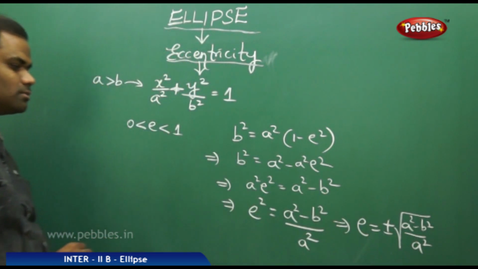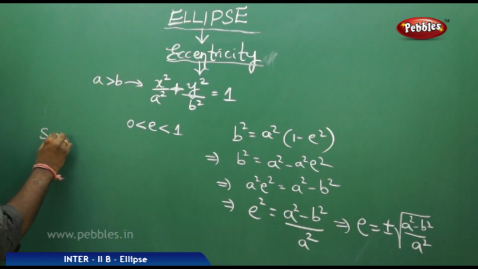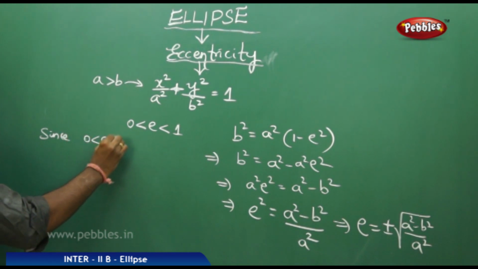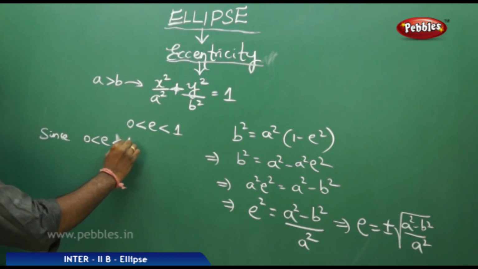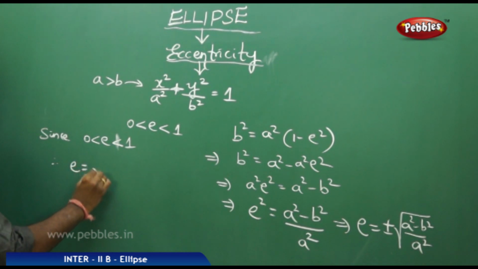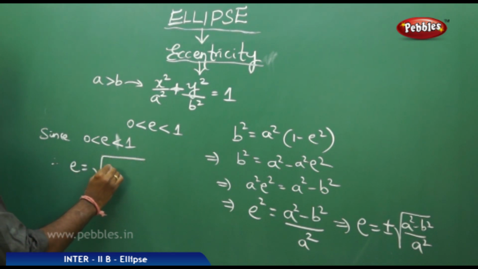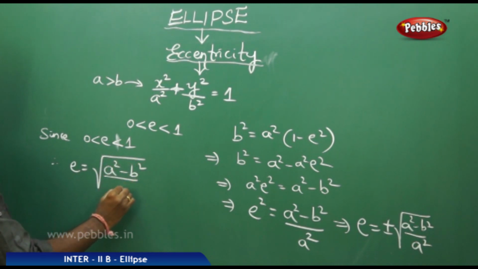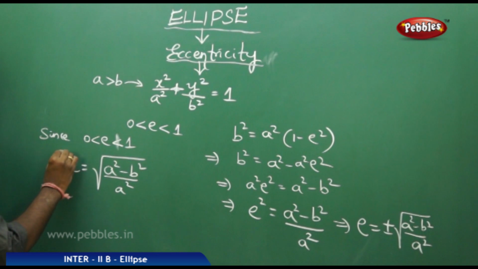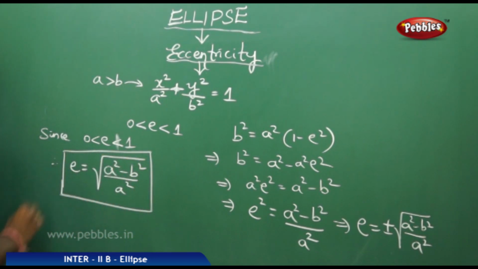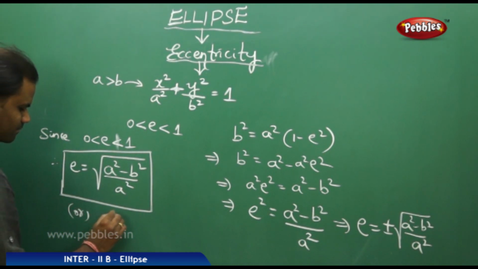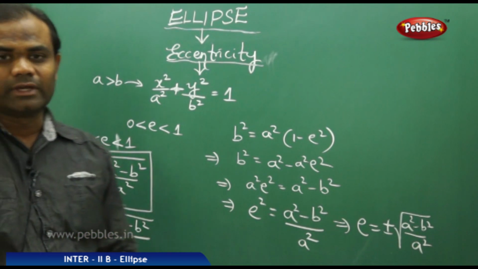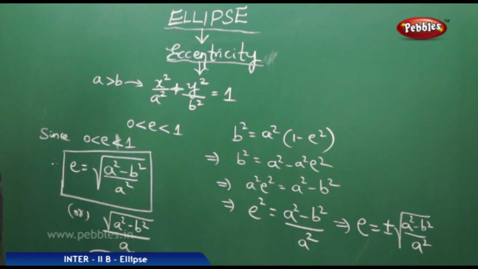but I do not take the plus minus value, since e lies between 0 and 1. Therefore e is plus of root of a square minus b square by a square is what we get as eccentricity of the ellipse, or this can also be taken as root of a square minus b square by a is what we get as eccentricity of the ellipse.